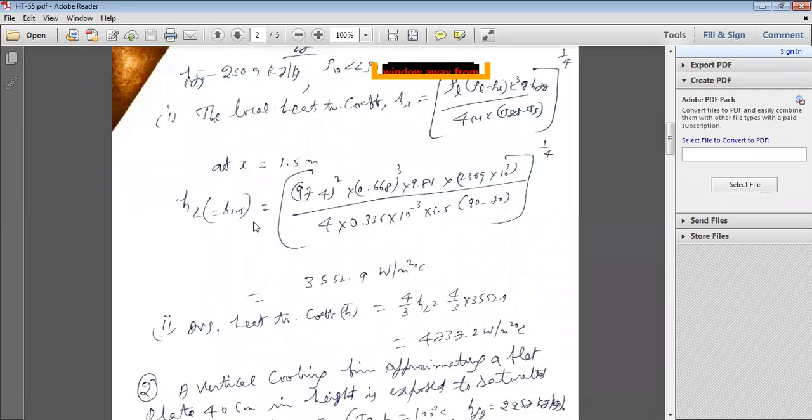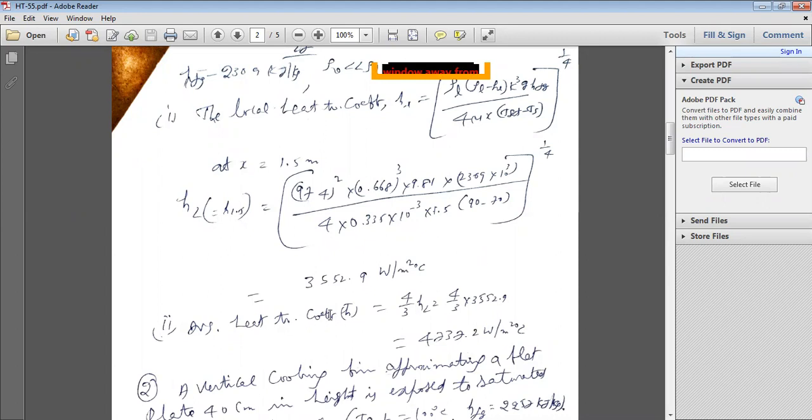So from this, the local heat transfer coefficient at x equals L equals 1.5 meters is 3552.9 watt per meter square Kelvin. If you calculate this one, then you are getting the local heat transfer coefficient at x equals L, equals 1.5 meters, so 3552.9 watt per meter square Kelvin.